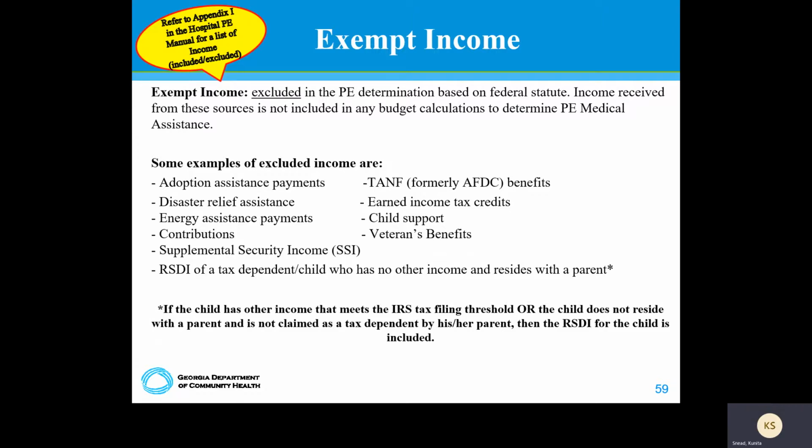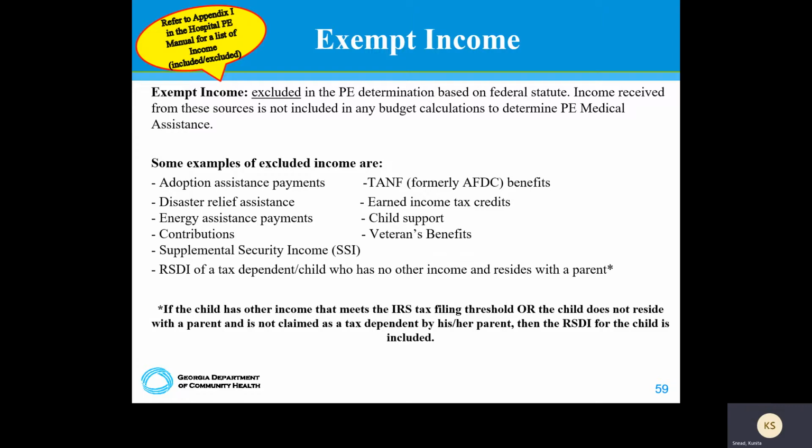So the most common types of income someone can receive that we're really familiar with are like child support, veterans benefits, SSI contributions, anything of that nature. So this is not an all-inclusive list. This is just the most familiar types of income that are excluded that someone can receive.